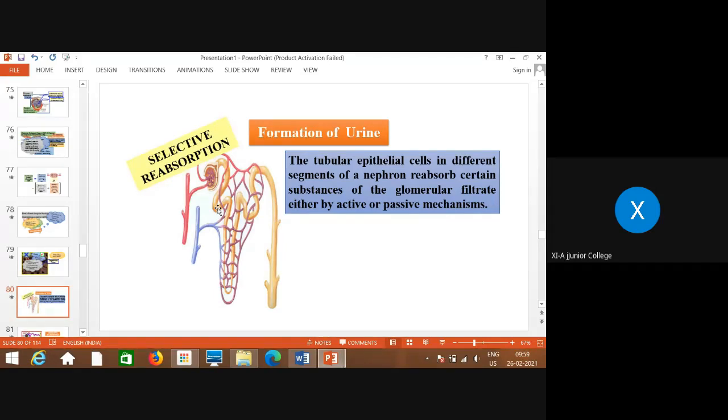Water can be absorbed passively, by simple diffusion, and you know how that takes place. Diffusion is from higher concentration to lower concentration. So some substances present in the filtrate at high concentration can be absorbed by the walls of the PCT by the simple diffusion process.